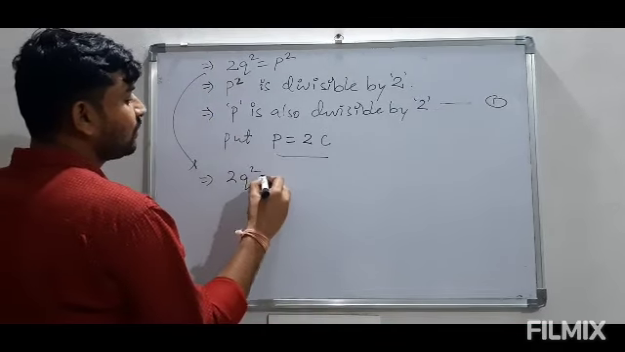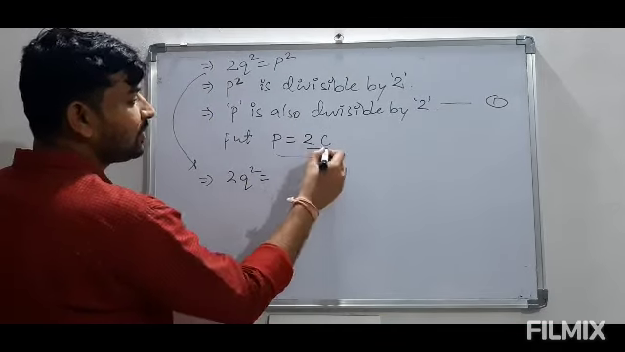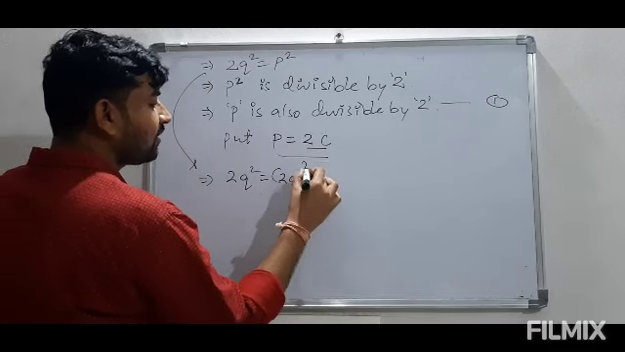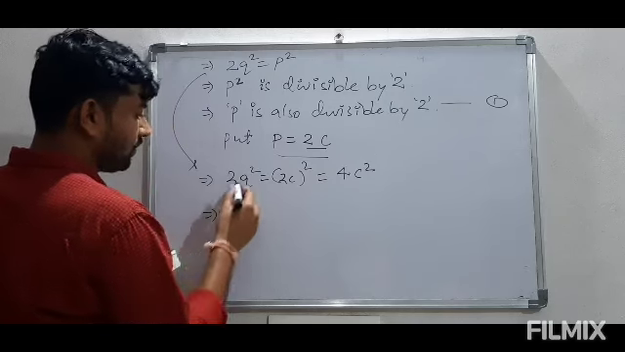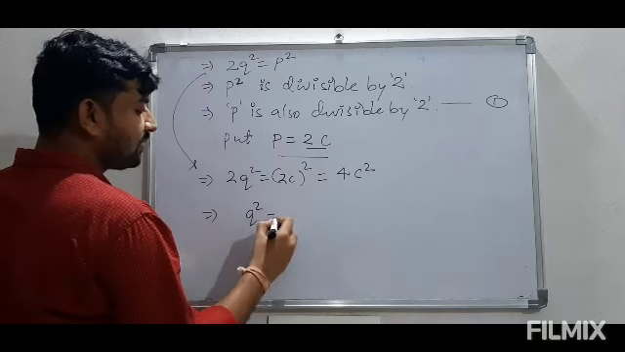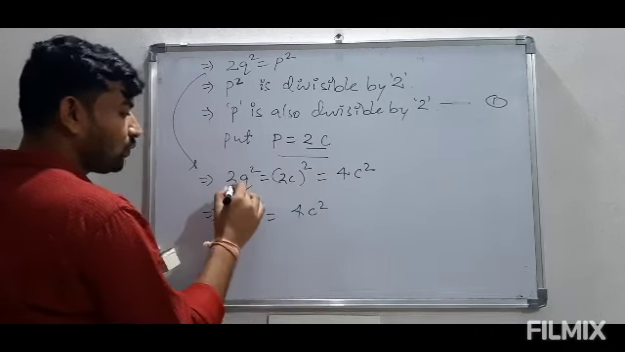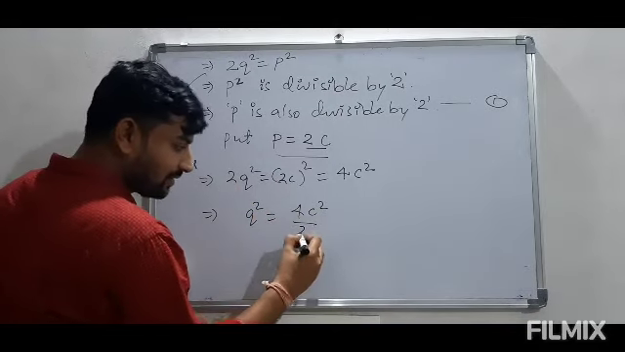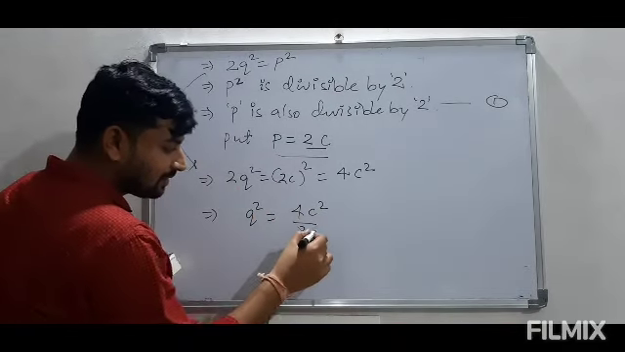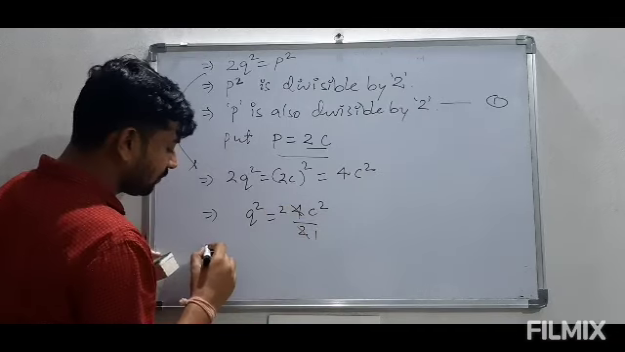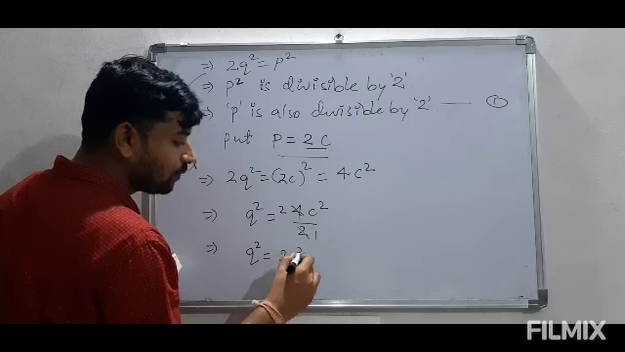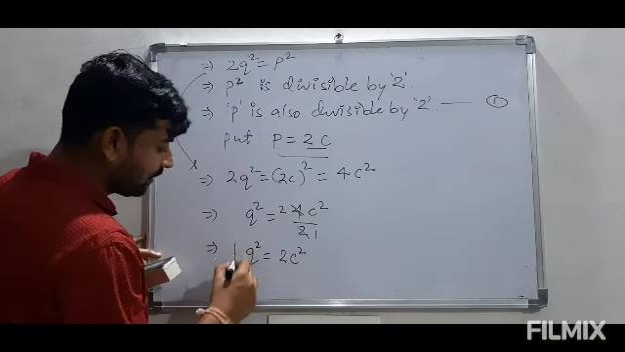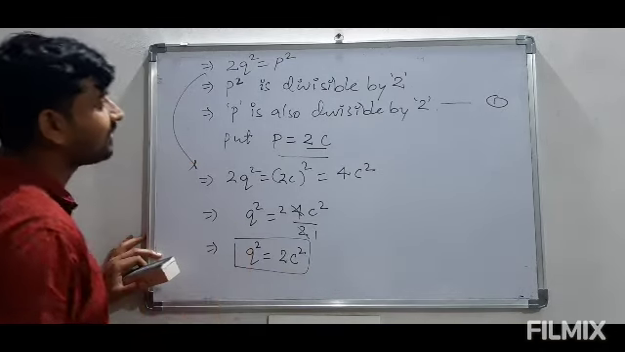2Q square is equal to P square. P will be replaced by 2C whole square. So here we are getting 4C square. Now this Q square can be written as 4C square. This is 2Q square; this 2 will go to RHS. So we will get this. This 4 can be divided by 2. So finally I am getting a result, Q square is equal to 2C square. So from here again we have a result just like this.